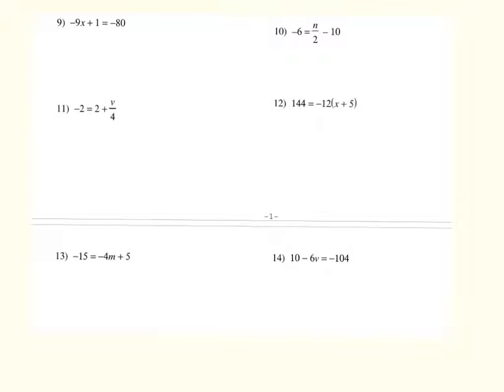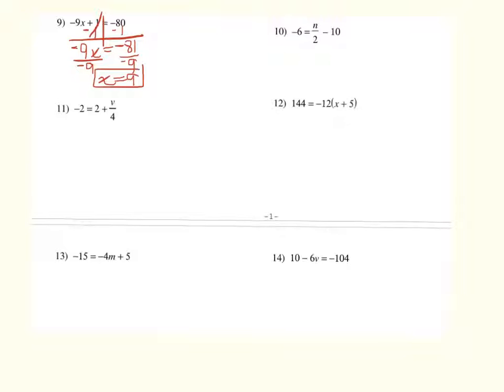And here we are with number 9. Number 9, first step, I want to make sure that I go ahead and add. Since this is addition, I am going to be subtracting that 1 from both sides. I'm going to balance. This is going to cancel. This gives me -9x equal to -81. I'm going to divide both sides now by that -9, giving me x is equal to 9.